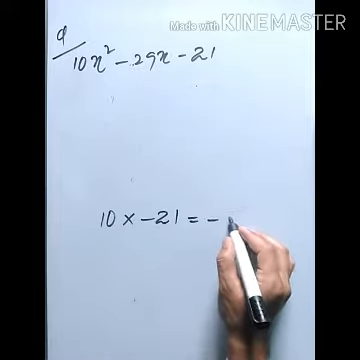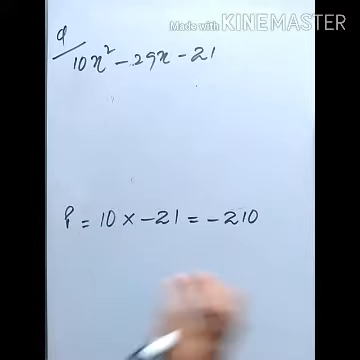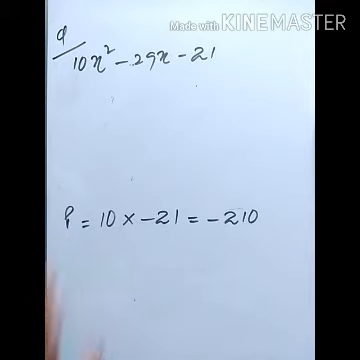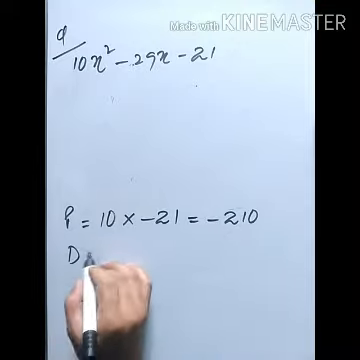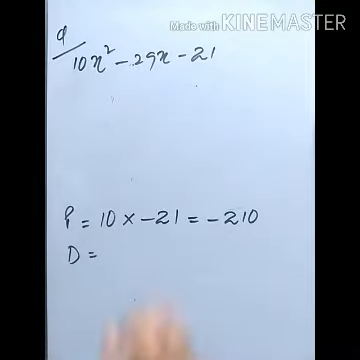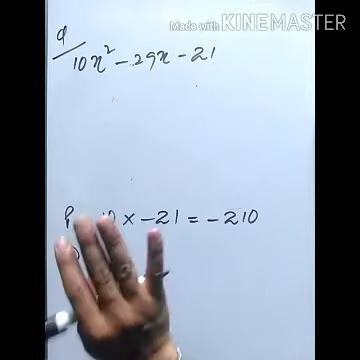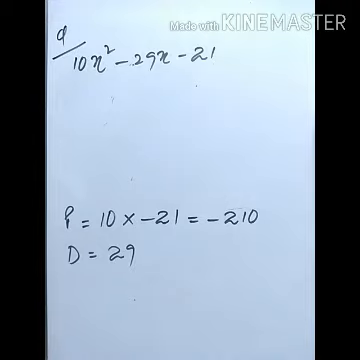So we get here minus 210. Okay, yes, minus is there, fine, just leave it for some time. The product of the two numbers is 210, but what sign is this? Minus. So the difference of the two numbers should be how much? This is actually minus 29, but I'm telling you, you just take 29 only. 29.